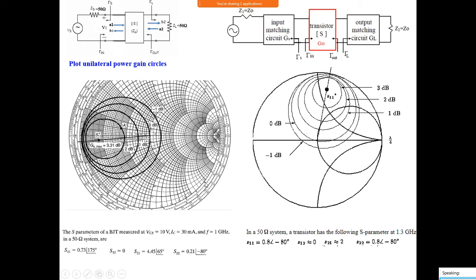It is not like a very simple RF and microwave. These are the things you should learn. This is a concept, not very complicated, you see, but you have to understand the concept properly.